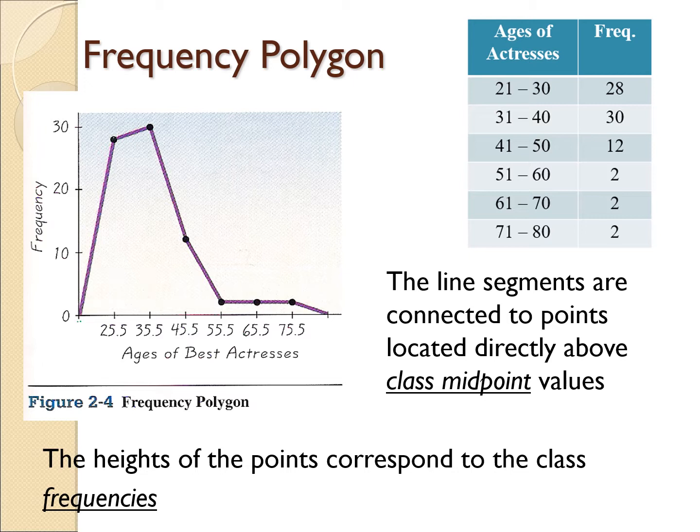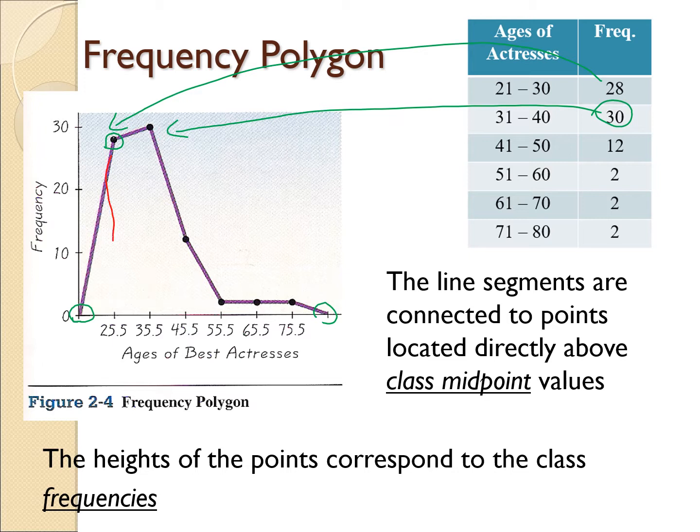It's going to start on the x-axis and end on the x-axis, so it makes this weird looking, almost mountain type shape. Okay, every point in the shape is taken from the frequency table. It's just the frequency of this class. When we plot these, we plot those frequencies above the midpoint of the class. So 25.5 is just the midpoint of that 21 to 30, which we went over in the last section.